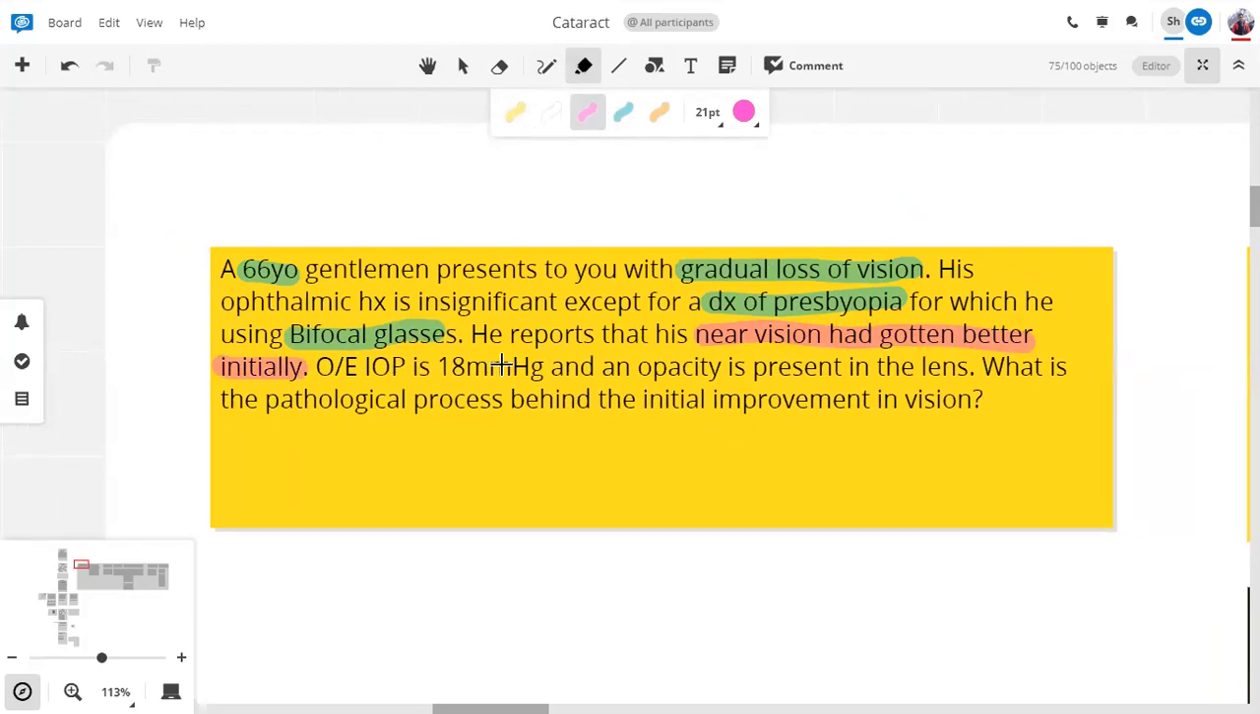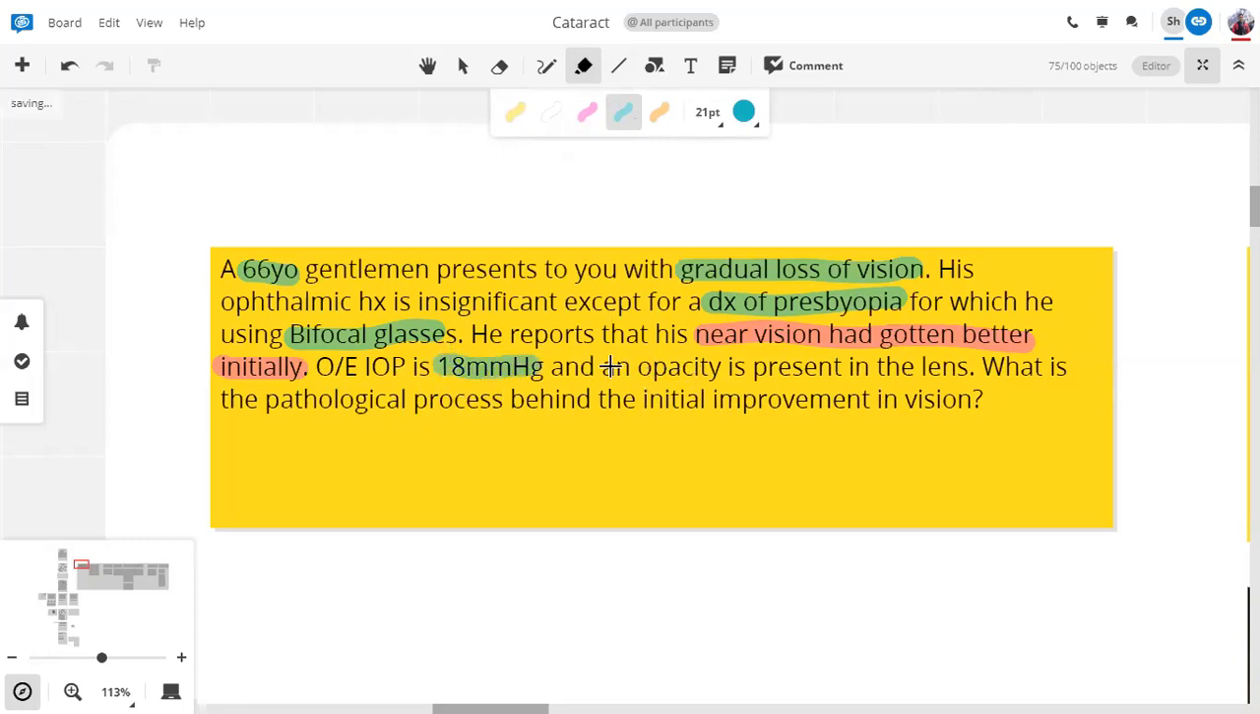IOP is 18. Okay? IOP is normal? Yes. IOP is normal. The normal range of IOP is considered up to 18, otherwise the general rule is that below 20 is fine, so we have no immediate danger of glaucoma. So this also kind of rules out open angle glaucoma, chronic open angle glaucoma.